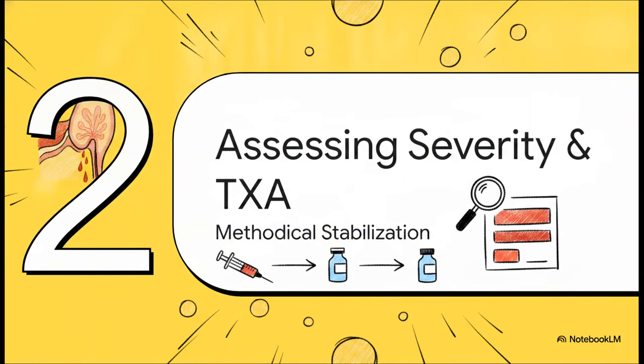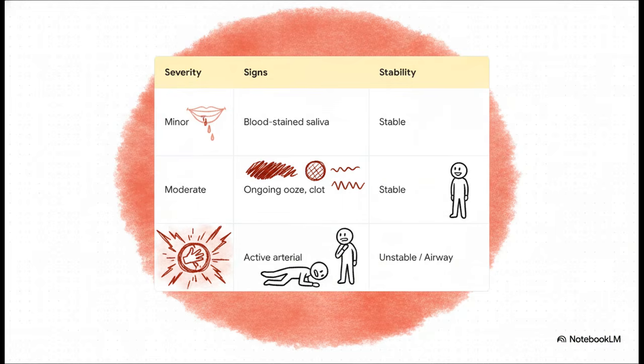Section 2. Assessing severity and TXA. Methodical stabilization. The crucial next step is accurately categorizing the bleeding, because this dictates your entire intervention. A minor bleed? That's just blood-stained saliva in a hemodynamically stable patient. A moderate classification means you're seeing an ongoing ooze, a visible clot, or recurrent bleeding. But a major bleed is an immediate red alert. We're talking active arterial bleeding, hemodynamic instability, or any airway compromise. You absolutely must know exactly where your patient sits in this matrix.